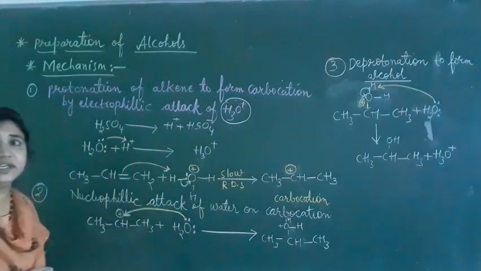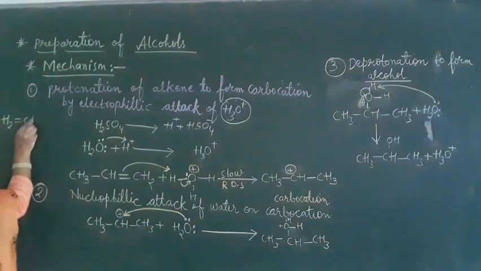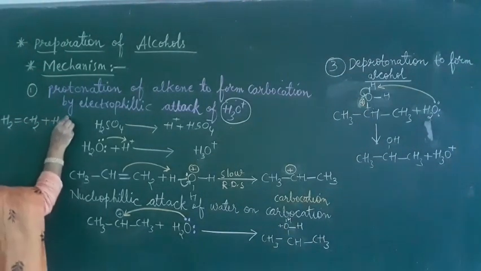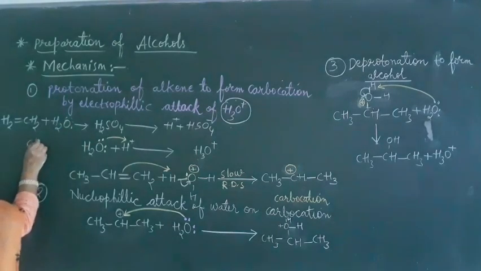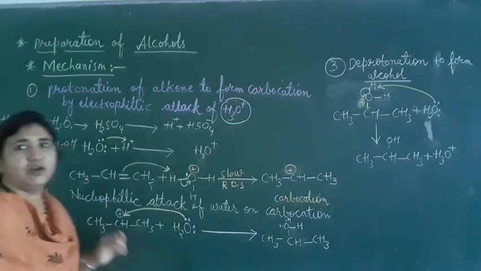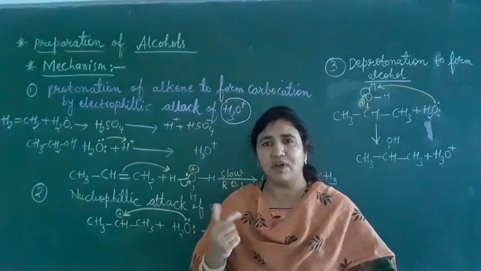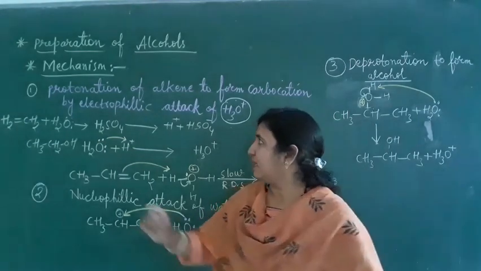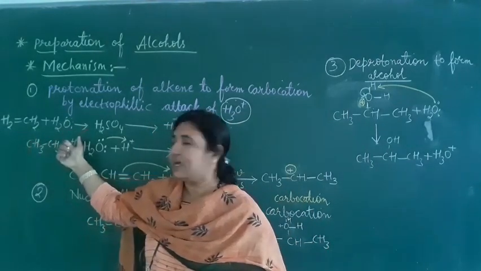If you take any alkene, say ethene, and just add water, we are getting alcohol, CH3CH2OH. But in an alkene, if we are adding just water and we want alcohol, then we will not get the alcohol. Only by simply adding water to the alkenes we will not get the alcohol.